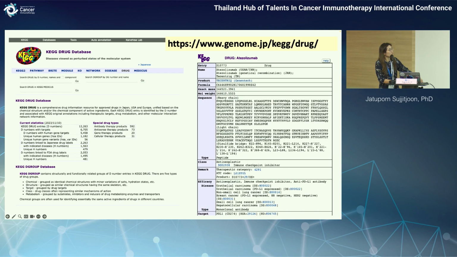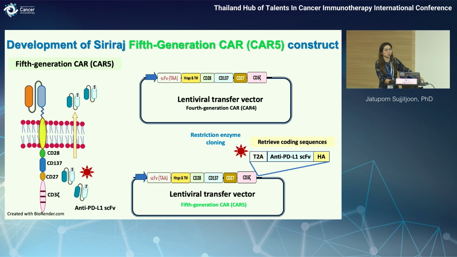Another database where you can retrieve the antibodies or drugs used nowadays is the KEGG database from Kyoto. Here's an example where I can retrieve the atezolizumab amino acid sequence of the heavy chain and light chain, and select only the variable region of the heavy chain and the variable region of the light chain. They can be put together via linker sequences, and you can get the scFv coding sequence from the atezolizumab antibody.